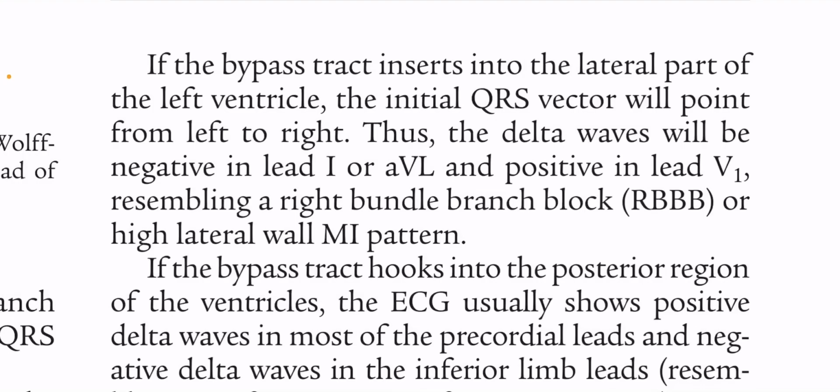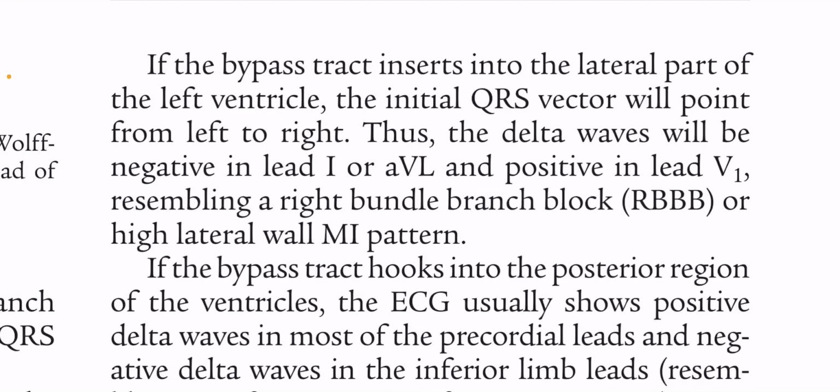Type A and type B we tell by looking at V1. Type A means the QRS complex and delta wave are positive in V1; type B means the delta wave is negative in V1. So if the delta wave or QRS complex is positive in V1, we understand the bypass tract is in the left ventricular lateral part.